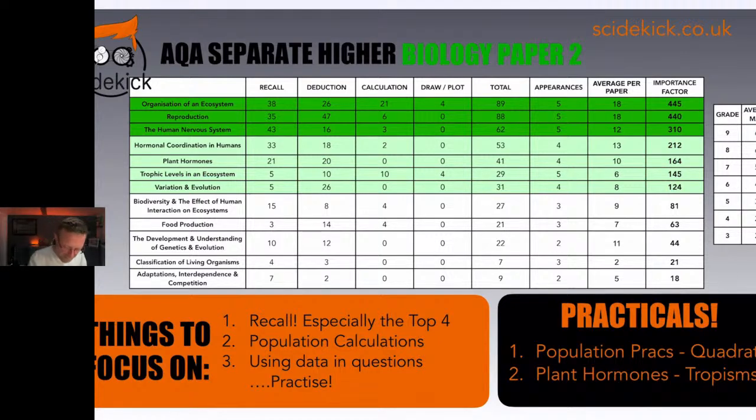So first thing, recall. Okay, recall. So classic revision, but focus on these top 4. Why? Because look at the number of marks that have been attributed to those over the years and the total number of marks, the average per paper there as well, okay? So in terms of organization of an ecosystem, knowing your different trophic levels and stuff like that. Reproduction, knowing your hormones and the names of things and labeling things. Human nervous system, being able to label synapses and reflex arcs and different neurons. And again, hormonal coordination, know what all the different hormones do and where they're produced.